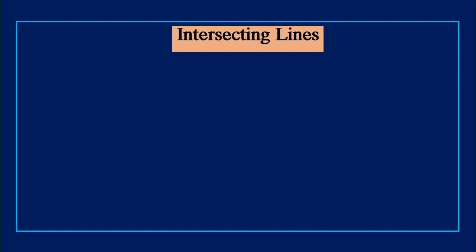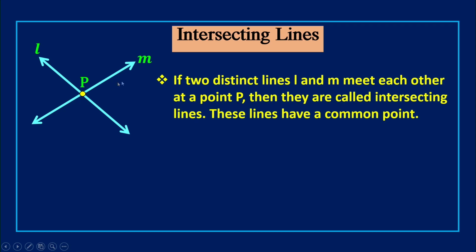Next one, intersecting lines. You can observe the picture here. L and M meet at point P. If two distinct lines L and M meet each other at a point P, then they are called intersecting lines. These lines have a common point.